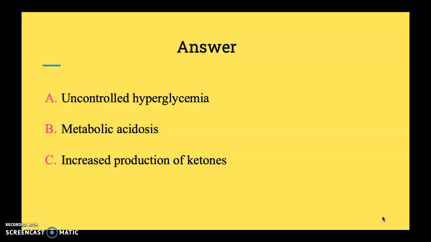The answer is A. Uncontrolled hyperglycemia. B. Metabolic acidosis. And C. Increased production of ketones. It is important to remember that with DKA, the pH is under 7.3. The patient will present as acidotic. With HHS, the pH is over 7.4, but this is not a characteristic of DKA.